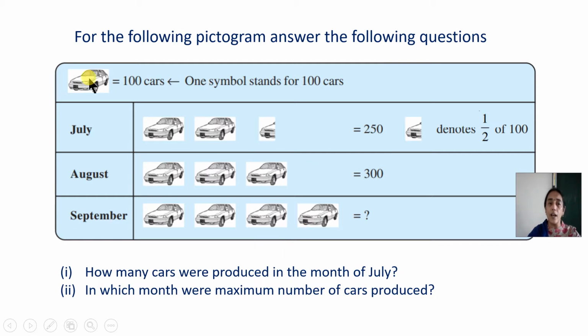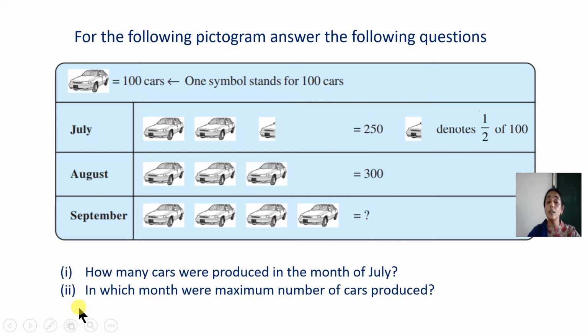So one symbol of the car means 100 cars. So in the month of July, there are 250 cars because half the symbol means 50. So 100 plus 100 plus 50, which is equal to 250. In August, there are 3 symbols of cars, so that is equal to 300. In September, how many symbols are there? 4. So this will be equal to 400. So how many cars were produced in the month of July? Can you answer it? Yes, it is 250.